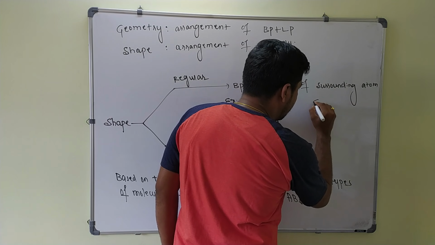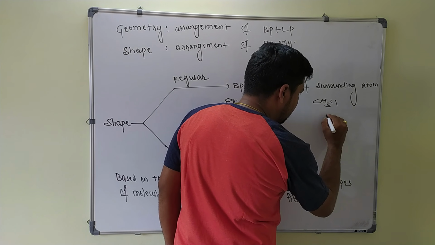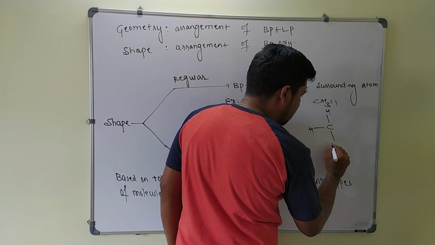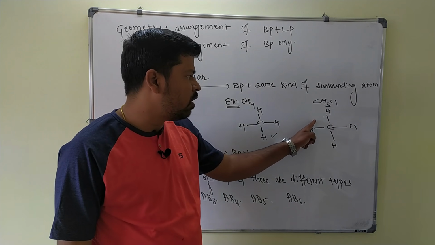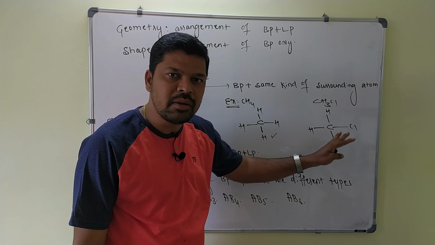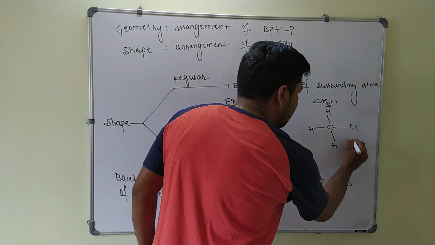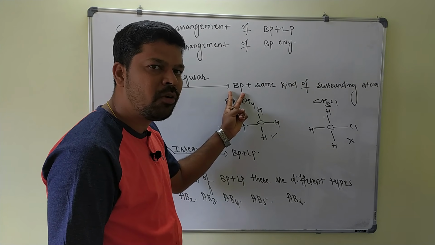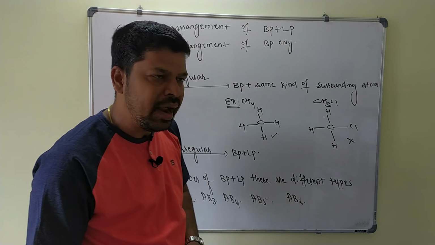Another example I will take here: CH3Cl. This carbon atom is surrounded by 3 hydrogen atoms, and the fourth atom I will change to chlorine. Even though this molecule has only bond pairs of electrons, it does not come under regular shape because the surrounding atoms are not the same. That's why it will come under irregular shape molecule. Regular shape molecule is only the arrangement of bond pairs, and the central atom must be surrounded by the same kind of atoms.